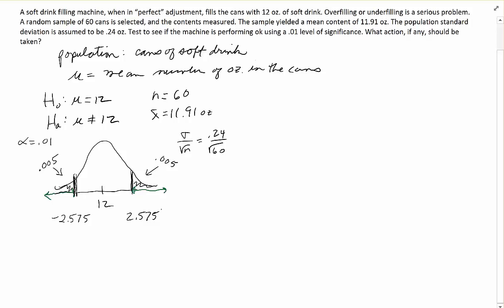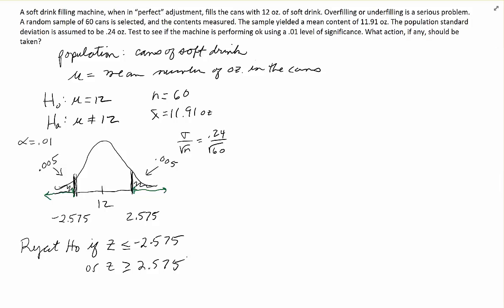And I'm going to reject H sub 0 if my test statistic is less than or equal to negative 2.575, or my test statistic is greater than positive 2.575. So those are my rejection regions. And now we need to see what that test statistic is.